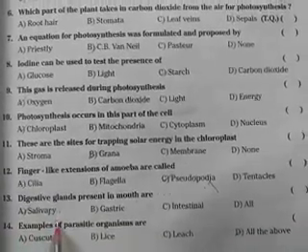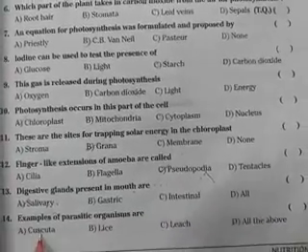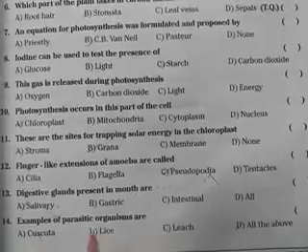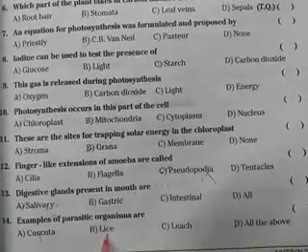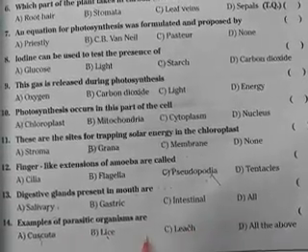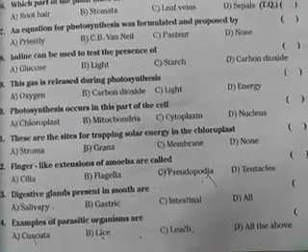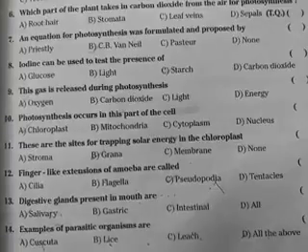14th bit. Examples of parasitic organisms are Cuscuta. It is also a parasitic organism. Lice, it is also parasitic. Leech. So these are also parasitic organisms. So here the answer is all of the above. So 14 bits completed.